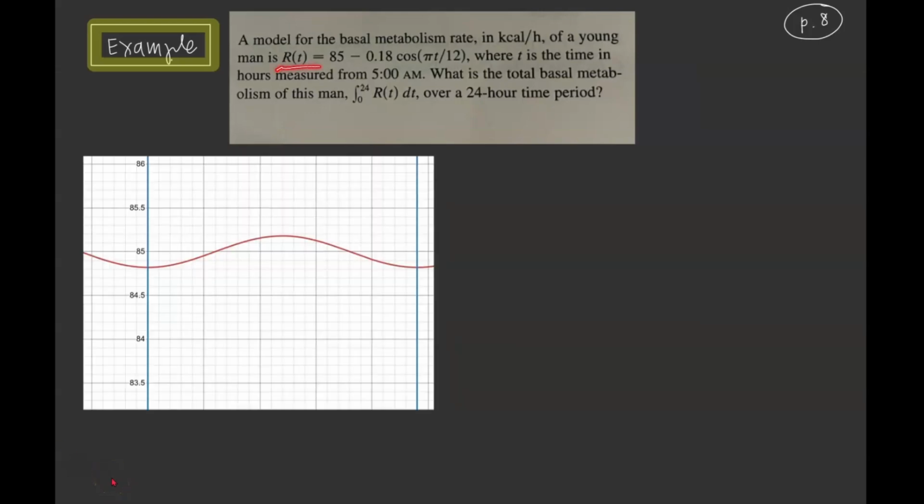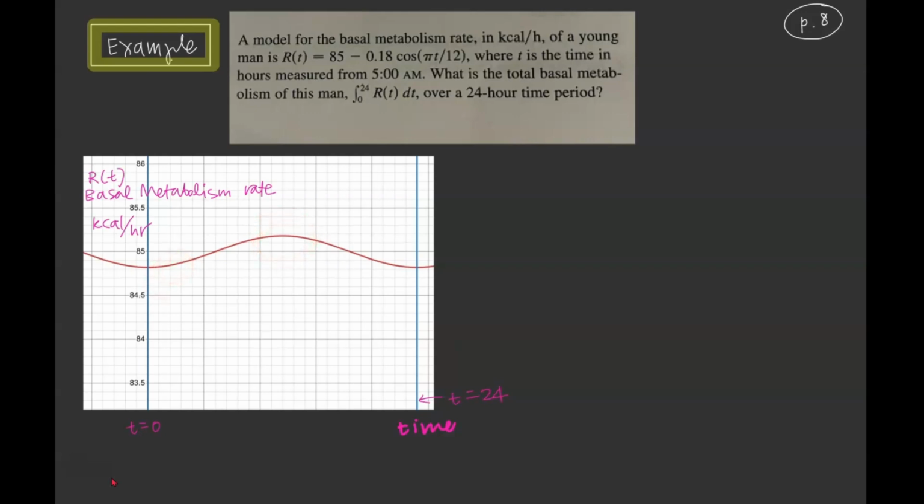So I was kind of interested in knowing what this function looked like, so I went ahead and graphed it. The horizontal axis is time, and the vertical axis is measuring that rate, R of t, which is the basal metabolism rate in kilocalories per hour. So it looks like it's not a constant thing, and this is from t equals 0 to t equals 24. So at different times you're burning at a higher rate than at other times.